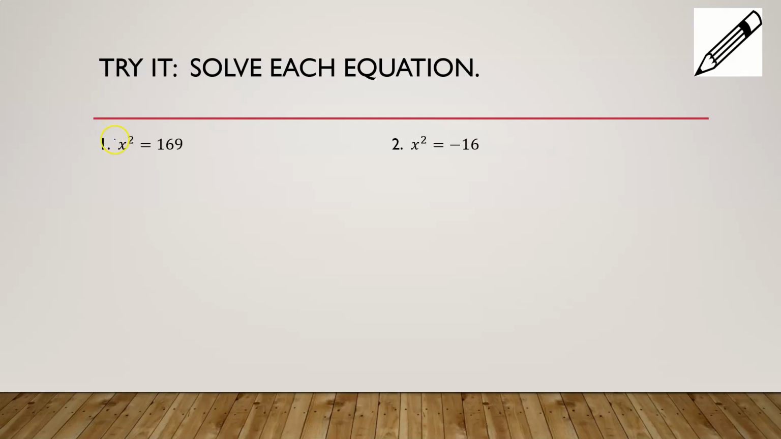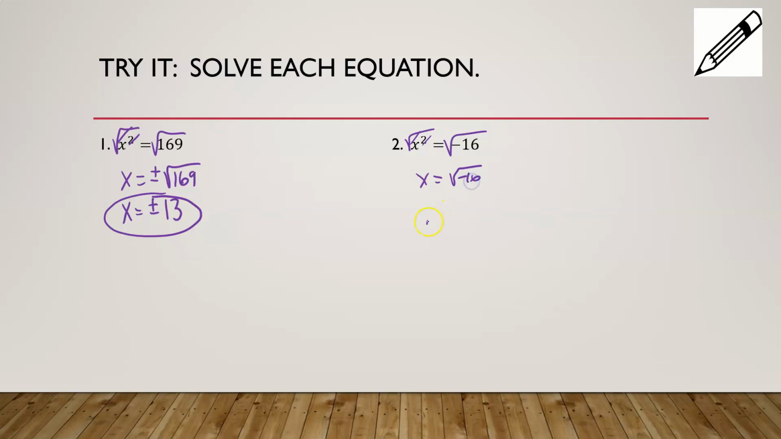Hopefully what you found is that when you took the square root of both sides of this one, you got plus or minus the square root of 169, and the square root of 169 is 13. Okay, 13 times 13 is 169. When you went to do number 2 and you went to square root both sides, you had the square root of a negative, and that can't be done. So that one was no solutions.